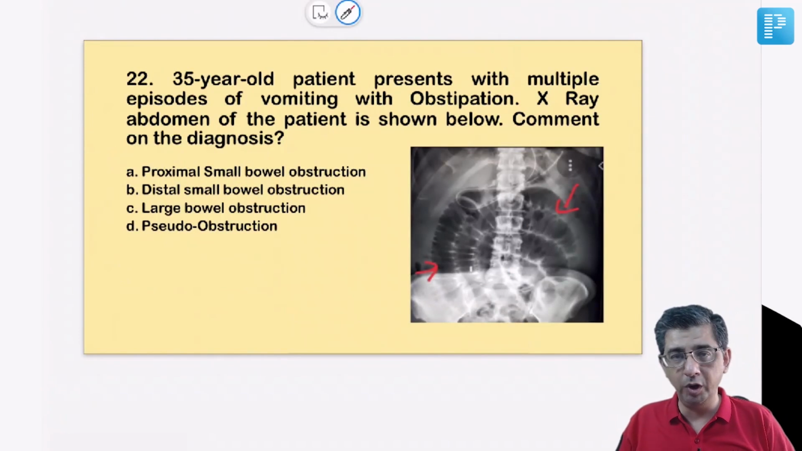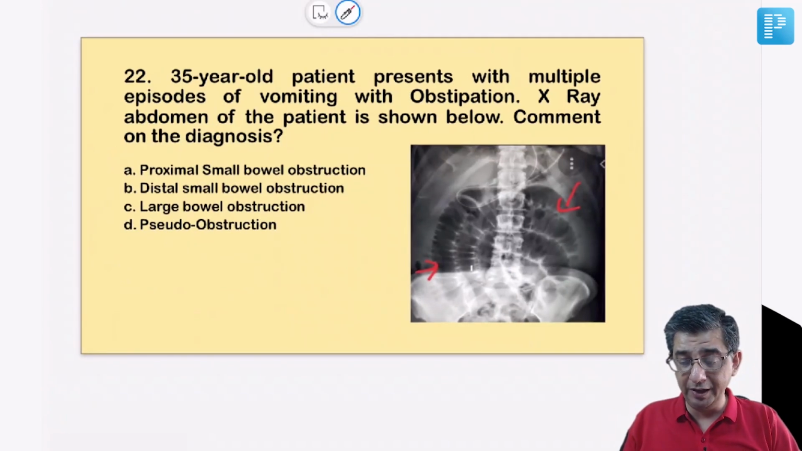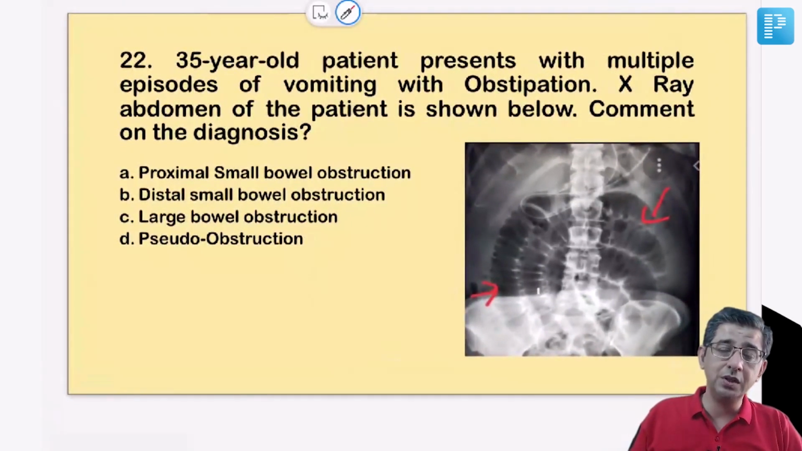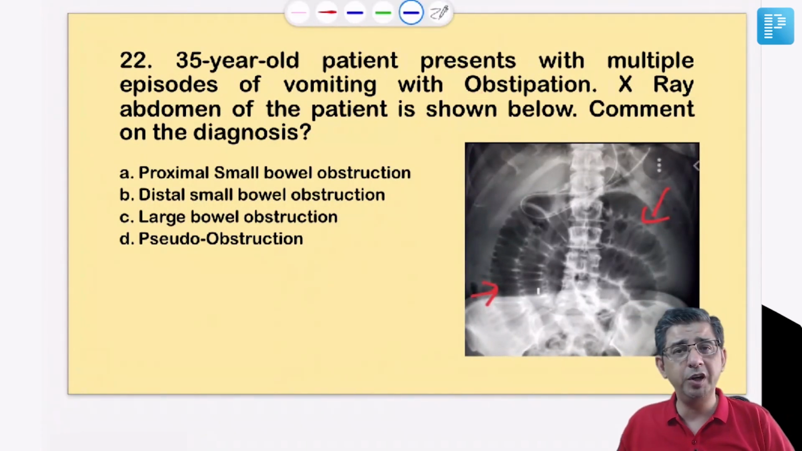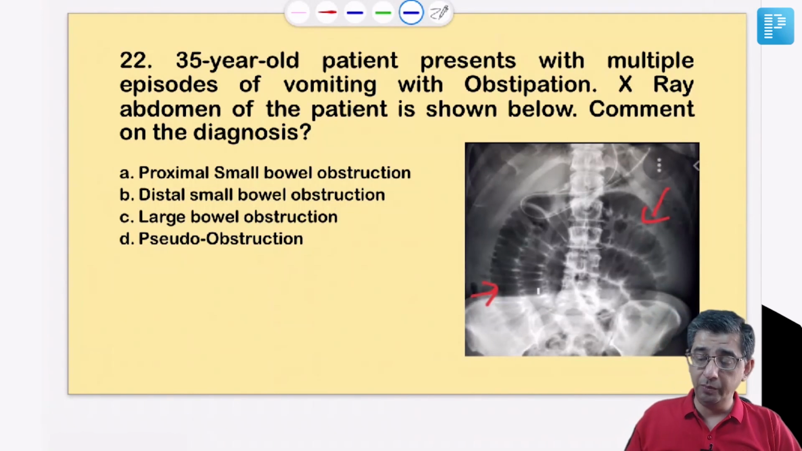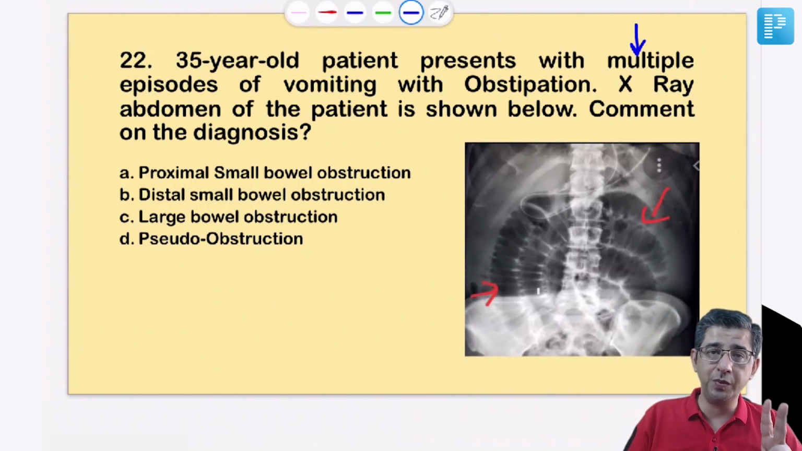And we move on to the next question, which was again a very debated one. The person had presented with multiple episodes of vomiting with obstipation. Now, the moment you read obstipation, you very well know it could even be a large bowel obstruction, it could be a small bowel obstruction. But because he is talking about vomiting, we are thinking primarily in terms of a small bowel obstruction. But now there are two aspects, proximal and distal, both given in the options.